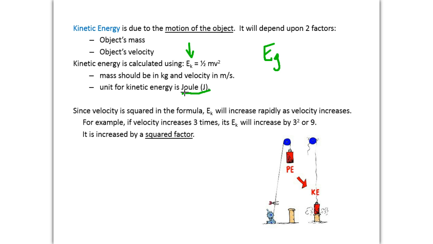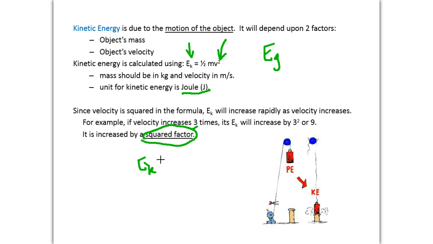So since velocity is squared in the formula, if anyone is looking here, velocity gets squared. The more the object changes, the more effect it's going to have, because you're going to square that number first. So if we look at an example here, if the velocity of an object increases by 3 times, its kinetic energy would increase by 9. It's a square factor, is what that's referred to as.